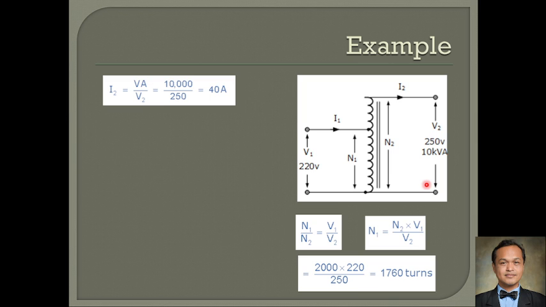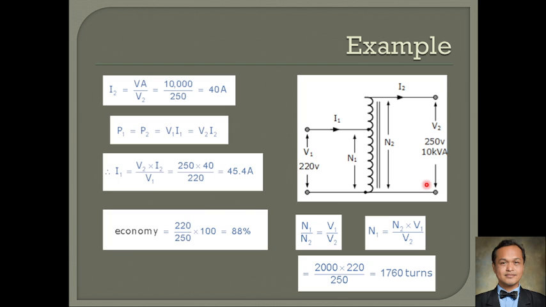So the economy, or the regulation itself, is 220 over 250 times 100, which is equal to 88%. So the economy of the transformer, or the regulation, is about 88%.